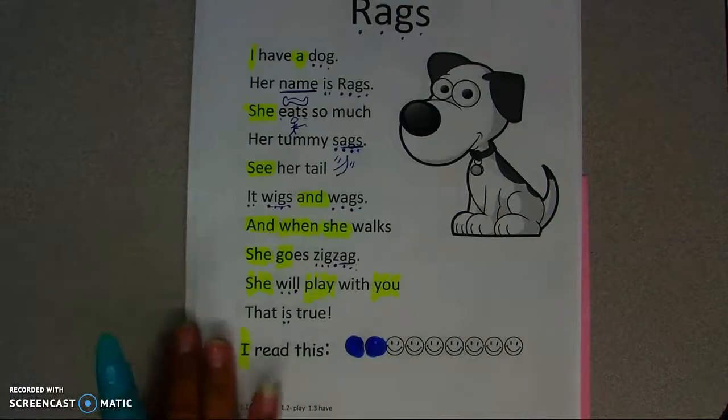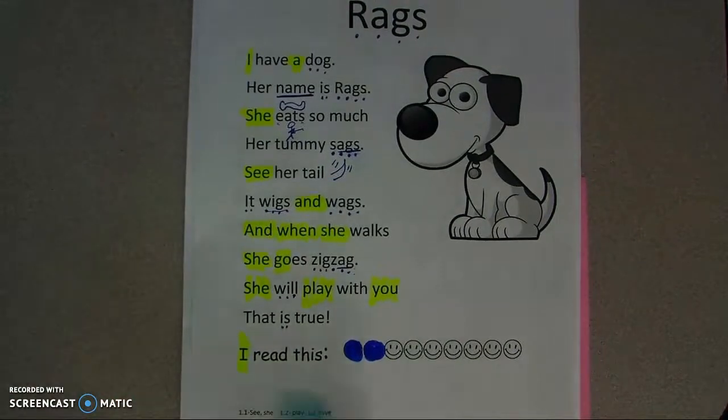All right, friends. Now your turn. You get to practice this and see how many times you can read this poem. And remember, every time you read, you can change your voice. You could do it differently. But remember, when we reread and reread and reread, it helps us with our reading fluency.